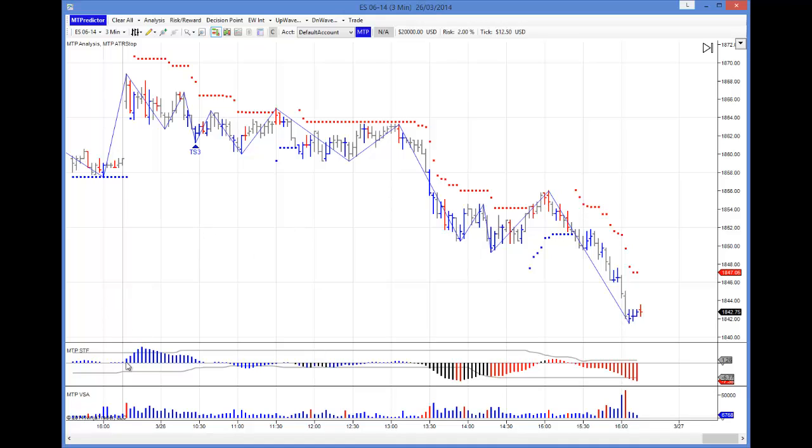When you're new to MTPredictor, we want an easy way to do this, so we normally suggest you use our STF color, which is our indicator down here: blue for up, red for down and black for flat. This is great when you first start with MTPredictor because it's an easy way to look at the large degree trend. But as you become more experienced, we teach you how to use the higher time frame charts.